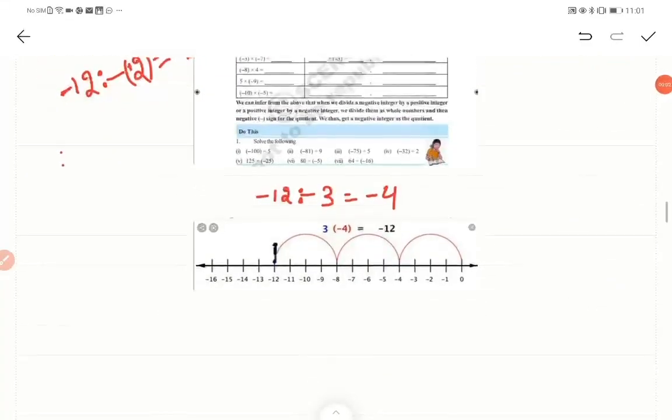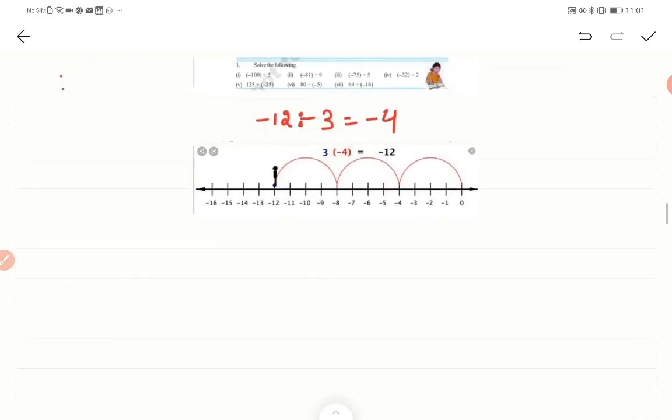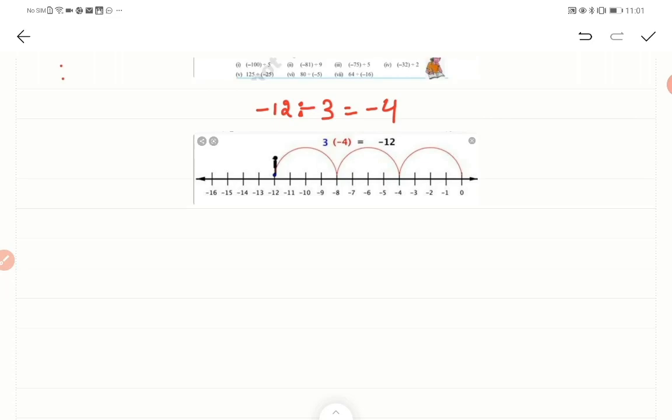Now let's see division on the integer number line. How do we find the division answer on the number line? Let's take this example: minus 12 divided by 3, we get minus 4. Since multiplication is the reverse of division, you can write it as 3 cross minus 4 is equal to minus 12. So in multiplication, how do you draw? You need to draw 3 hops first.